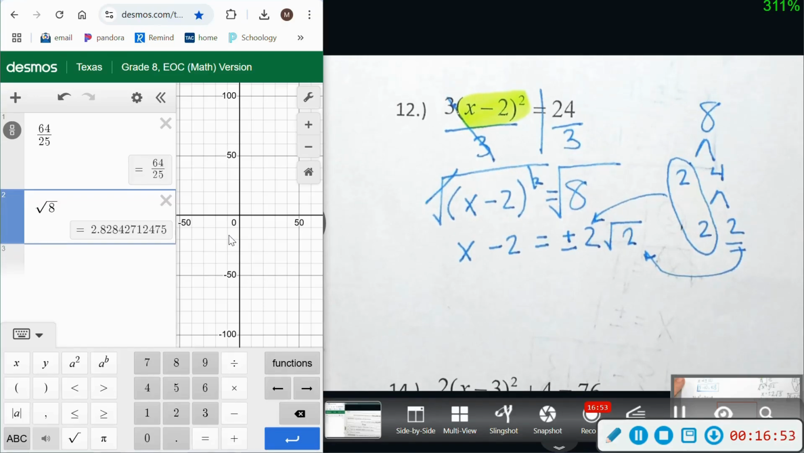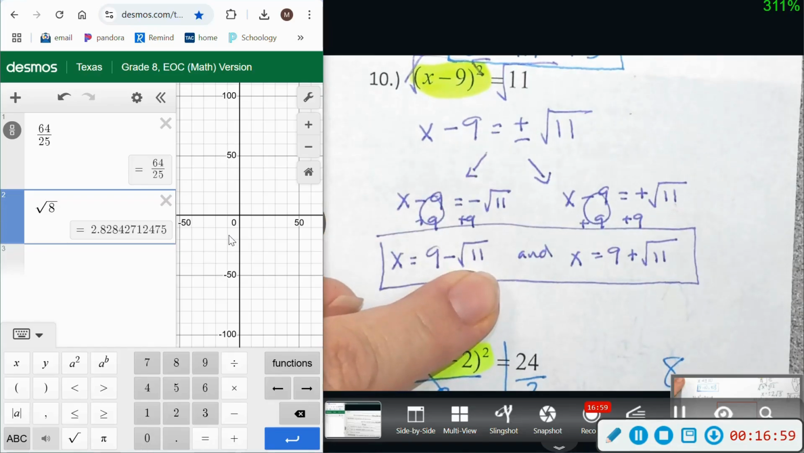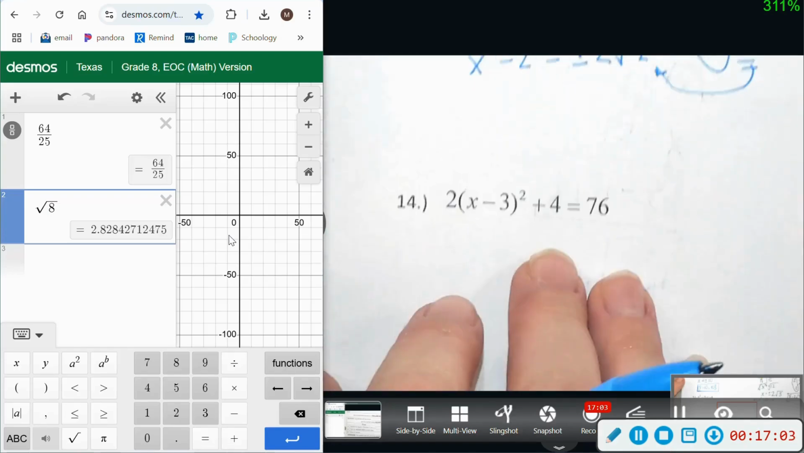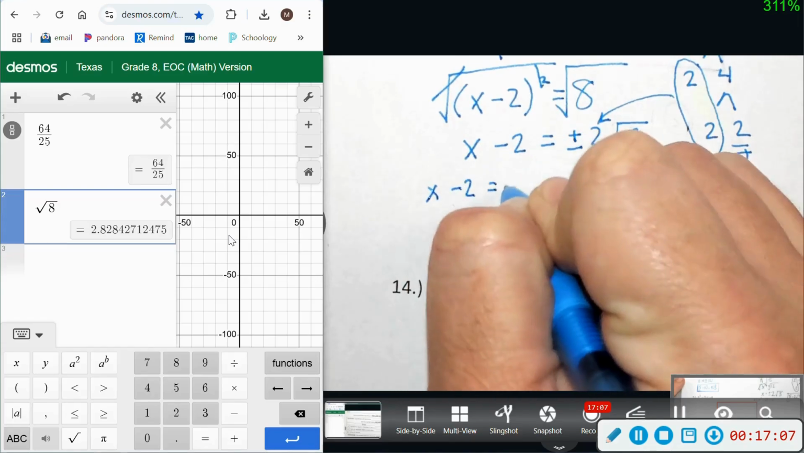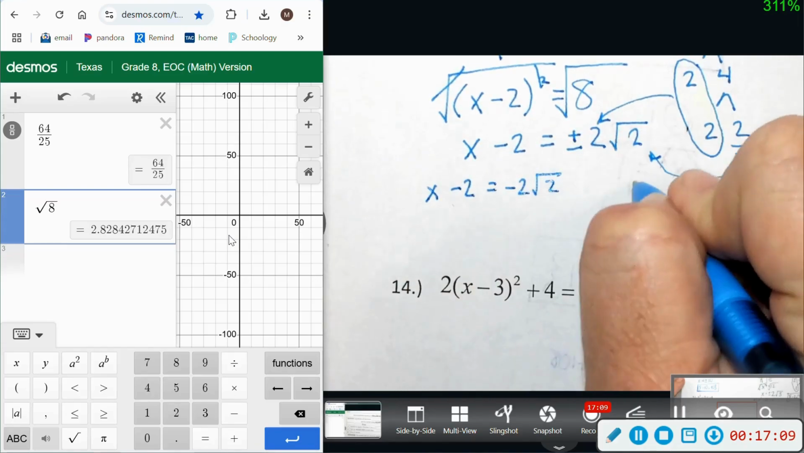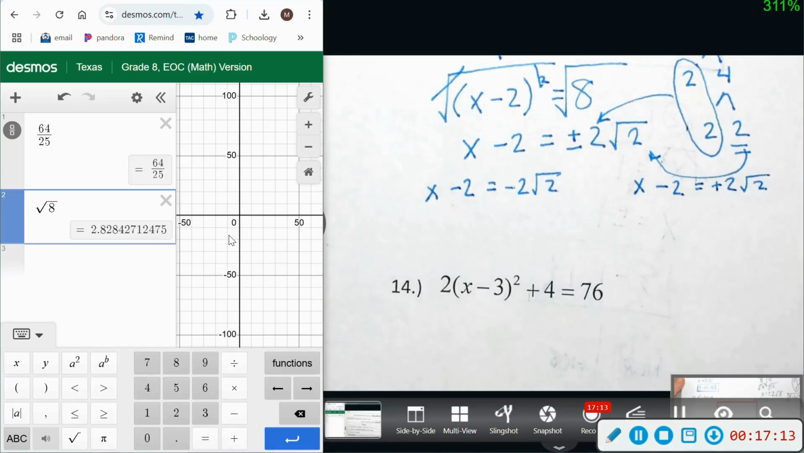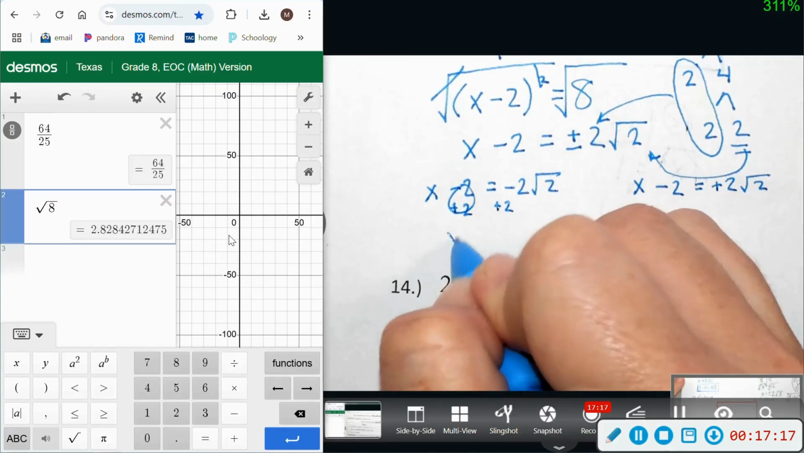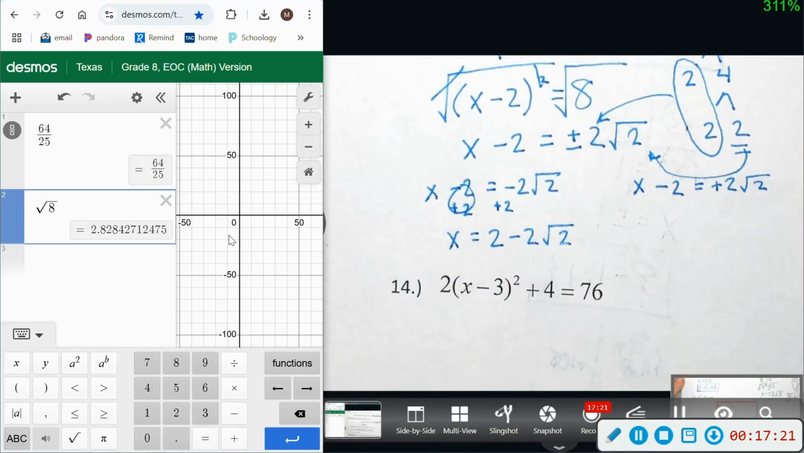Last step, what do we do? So looking here, from here to here, what did we do? We separate and solve. So separate x minus 2 equals negative 2 root 2. X minus 2 equals positive 2 root 2. So add 2, add 2. Lots of 2's.